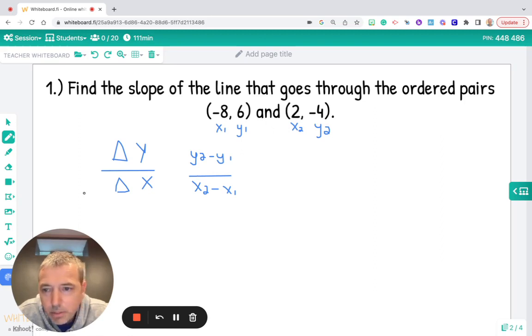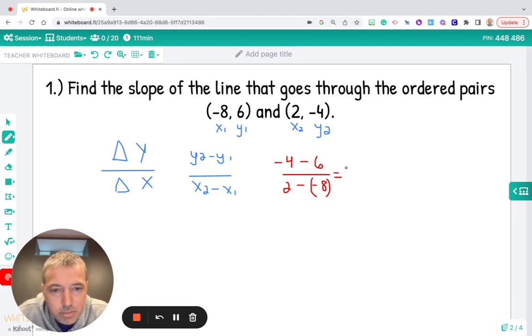Once we've labeled and we have our formula, we're just going to take these numbers and plug them into our formula. The one I labeled y2 was -4, minus, it's always a minus sign between them, the one I labeled y1, which was 6. So the top is going to say -4 minus 6. The bottom, the x2 that I labeled is 2, minus the x1, which is -8. If that second number is negative, I would put it in parentheses so you don't think it's a minus sign.